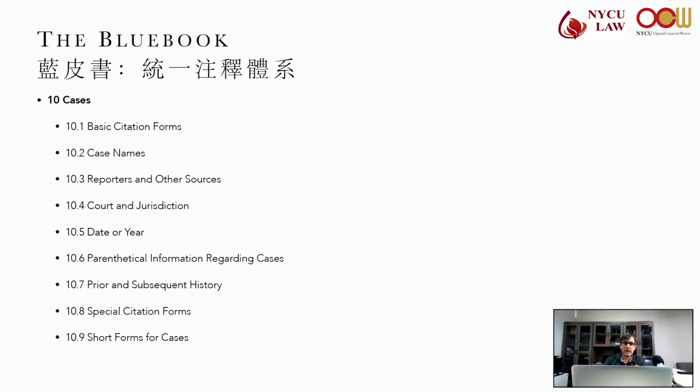Now, parenthetical information regarding cases. In parenthetical information, you can provide information relating to the weight of the authority. And it might be added in a separate parenthetical following the date of decision.